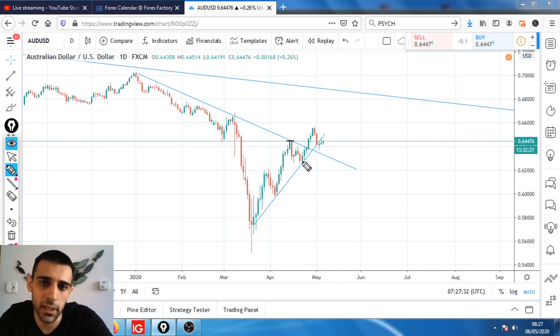So I'm still looking for the short side in here, even though we still have this nice sort of uptrend on this daily time frame. But that was a swing trade, by the way.